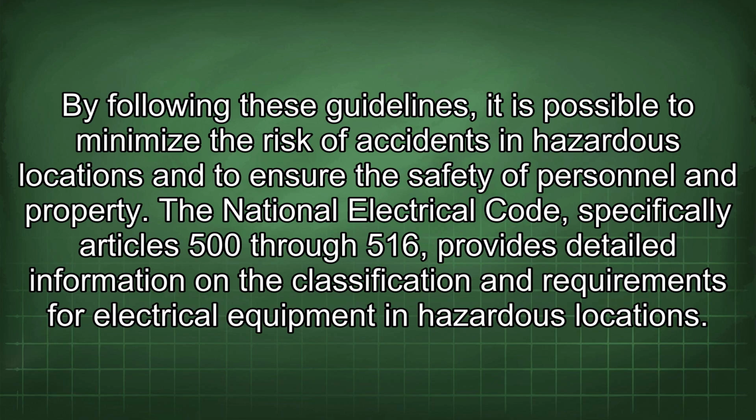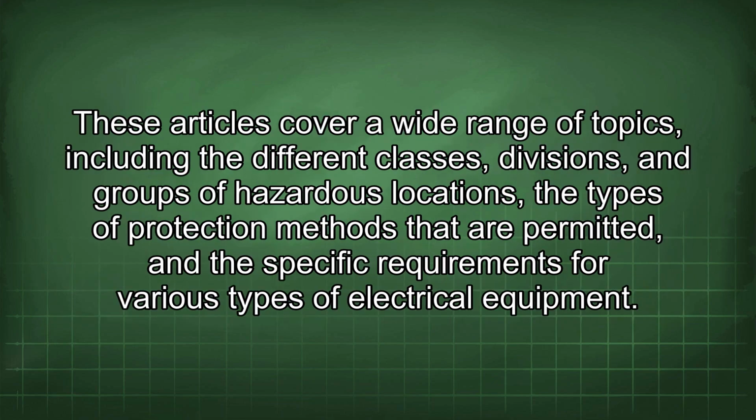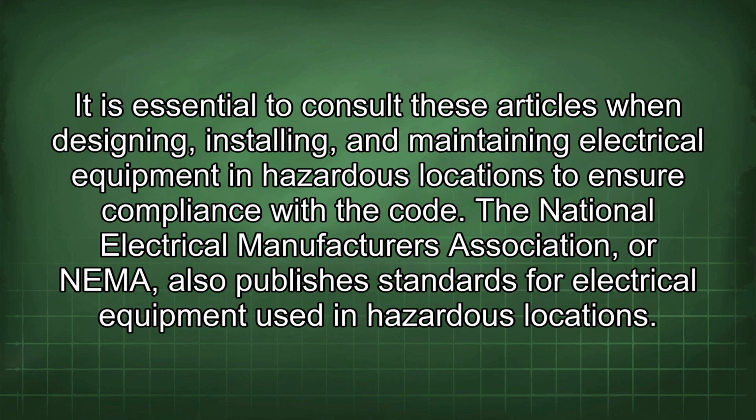The National Electrical Code, specifically Articles 500 through 516, provides detailed information on the classification and requirements for electrical equipment in hazardous locations. These articles cover a wide range of topics, including the different classes, divisions, and groups of hazardous locations, the types of protection methods that are permitted, and the specific requirements for various types of electrical equipment. It is essential to consult these articles when designing, installing, and maintaining electrical equipment in hazardous locations to ensure compliance with the code.